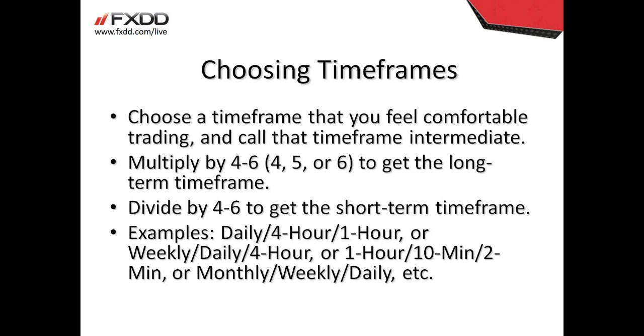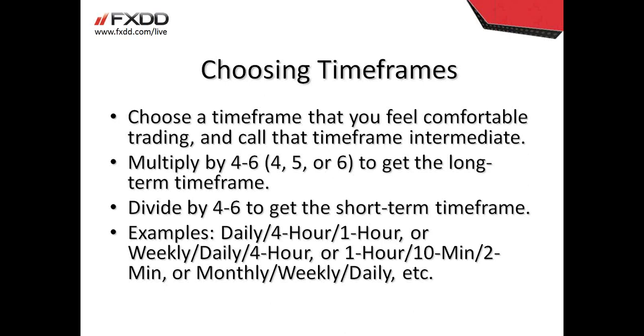Now, in order to get the short-term time frame, I'm simply going to take my 1 hour chart, my intermediate time frame, and divide by 4, 5, or 6 to get the short-term time frame. So let's divide it by 4 and get the 15-minute chart. So now I have, for my three time frames, my long term is my 4 hour, my intermediate term is my 1 hour, and my short term is my 15-minute. And those are my three different time frames.